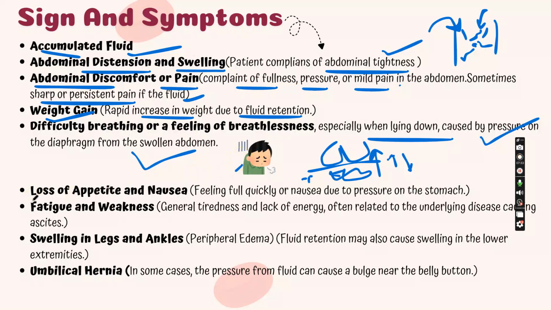Okay. So next is loss of appetite and nausea. Obviously, whoever feels sick, there is a loss of appetite and nausea. In this condition, these two things increase or get very much expanded. That is feeling full quickly, or nausea due to pressure on the abdomen, on the stomach. So the diaphragm is also getting compressed, so are the lungs, and eventually the stomach will also feel pressure due to the fluid accumulation.